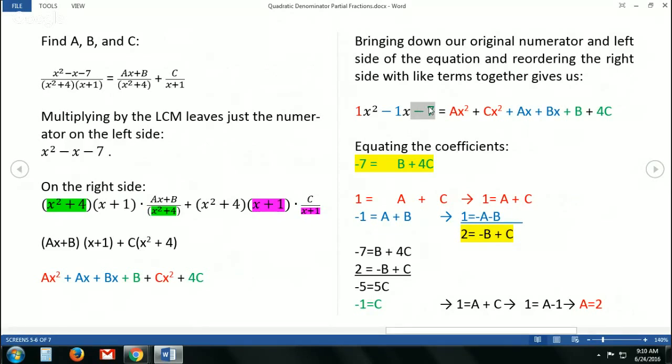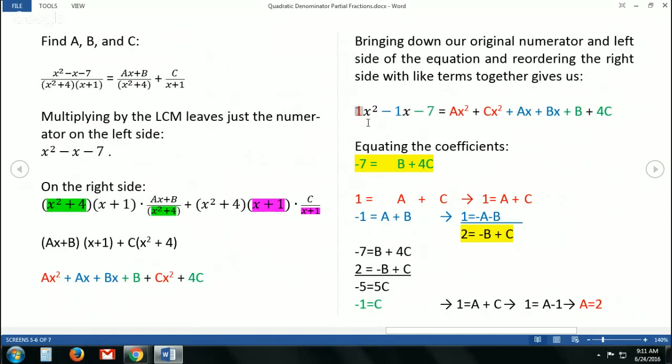So let's take the constant value -7 and set it equal to b plus 4c. So -7 is the same as b plus 4c. The things that did not have x's attached over here should equal the thing that doesn't have an x attached over there. Now let's equate the coefficients for our x squares.